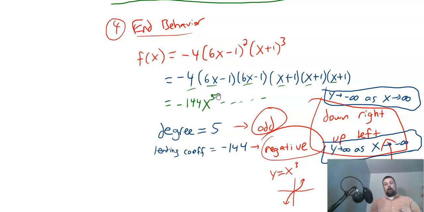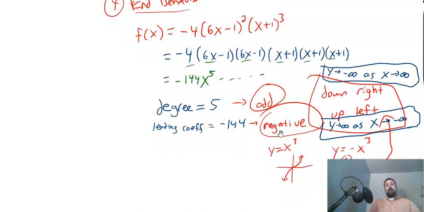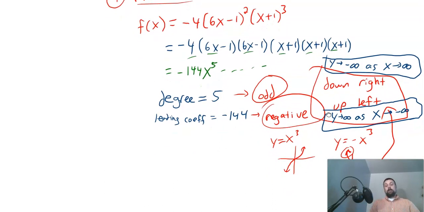-144 x to the 5th power, right? There's 5 x's there. And so that would be my highest power of x. There'd be other terms that follow it, but I don't really need to know what those are, right? The degree, the highest power is going to be 5, and the leading coefficient would be -144. So that means the degree is odd, the leading coefficient's negative, and so that tells me the end behavior will be down to the right and up to the left.